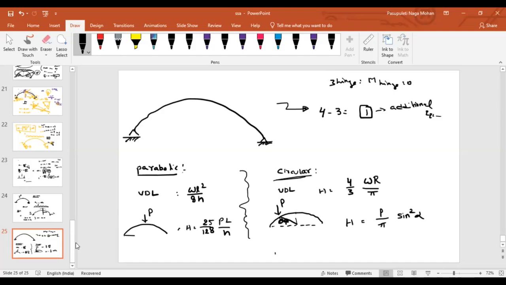Now, if the load is exactly at the peak, what will be the theta value? 90. If theta is equal to 90, then if you substitute, how much you will get? If you can learn these 5 cases by heart, then that is more than enough.